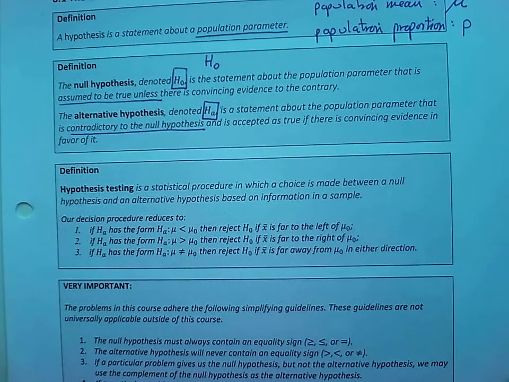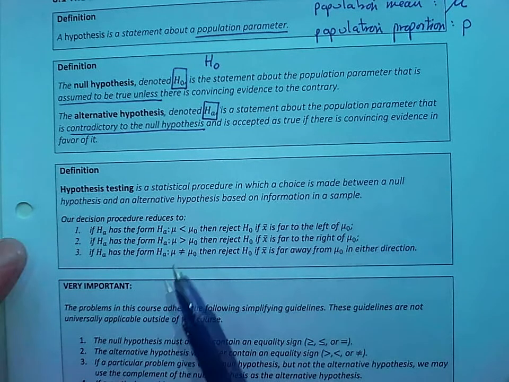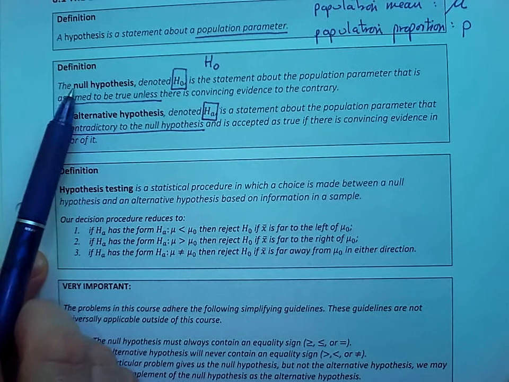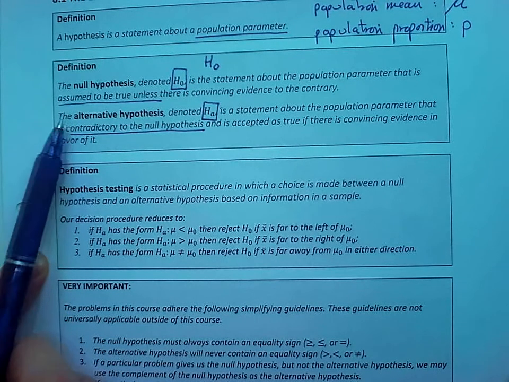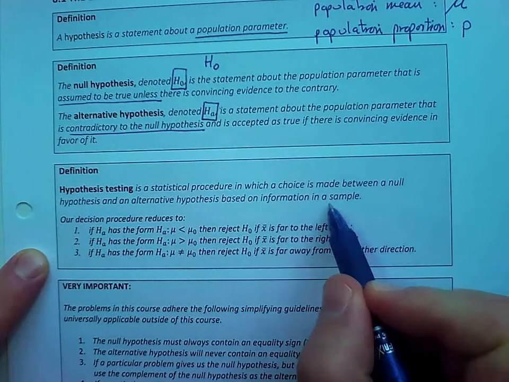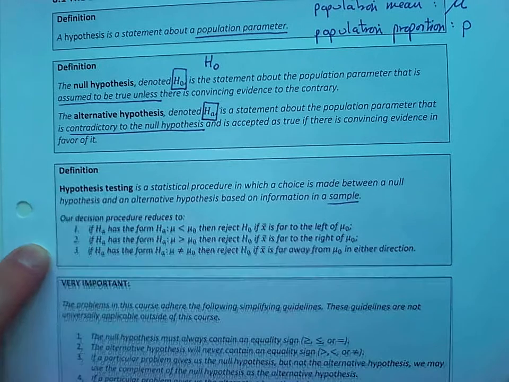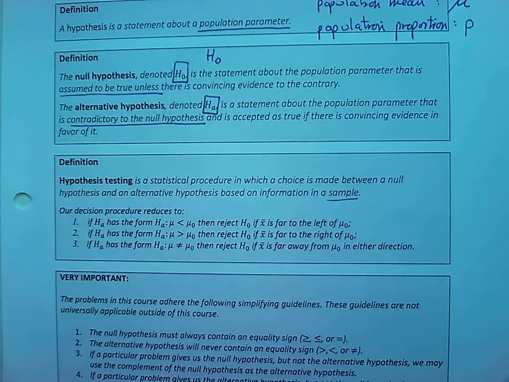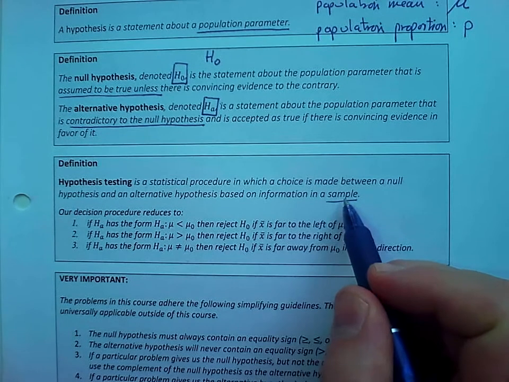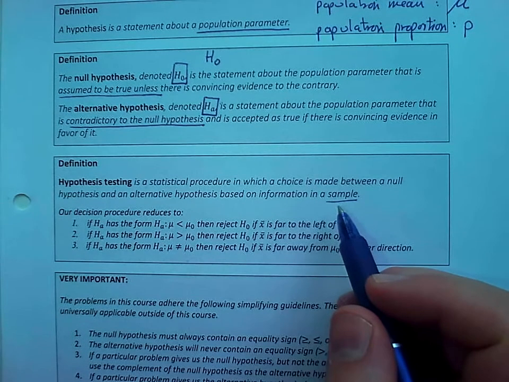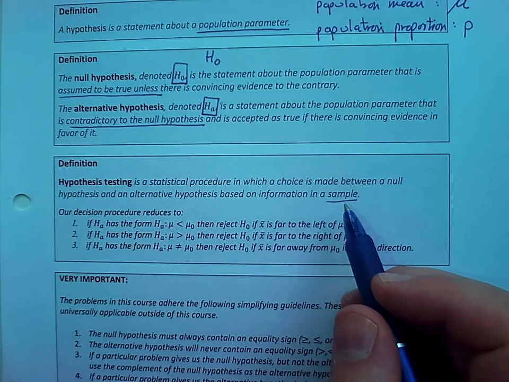All right, so testing of hypothesis. It's a statistical procedure in which a choice is made between the null hypothesis and the alternative hypothesis based off of information in the sample. So we're going to make our hypothesis about a population parameter. Then we're going to take a sample, and based off of information that we're learning in this sample, we're going to determine whether or not we believe our hypothesis to be true or not.